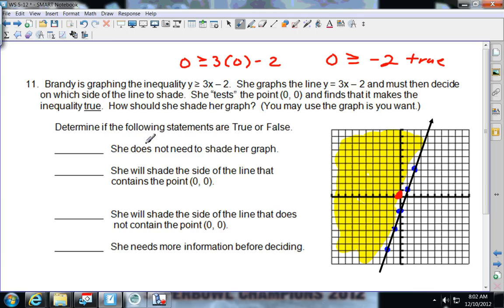So over here it says she does not need to shade her graph. That is false. I had quite a few people on the quiz put the line but not shade one side or another, and that means it's wrong. Inequalities have to have shading. It said she will shade the side that contains 0, 0. That is true. She will shade the side of the line that does not contain 0, 0. That's false. She needs more information before deciding. That is false.